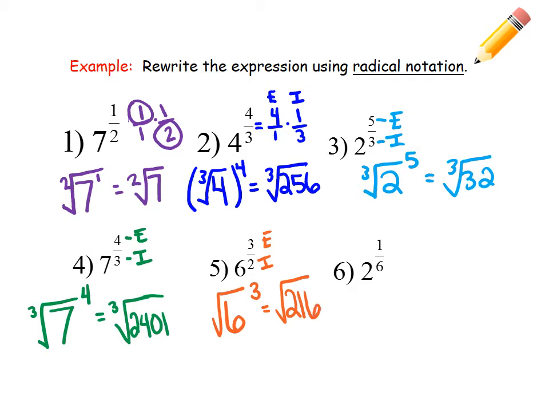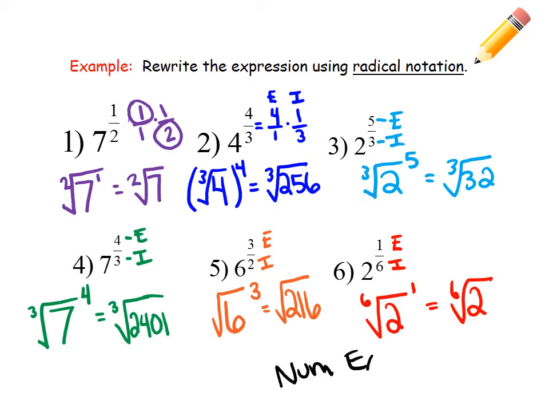One more example. 1 is my exponent, 6 is my index. I have the 6th root of 2 to the 1st power. Well, 2 to the 1st power is itself, so in the end, I have the 6th root of 2. So again, pay attention to that pattern. The numerator is my exponent. The denominator is my index.